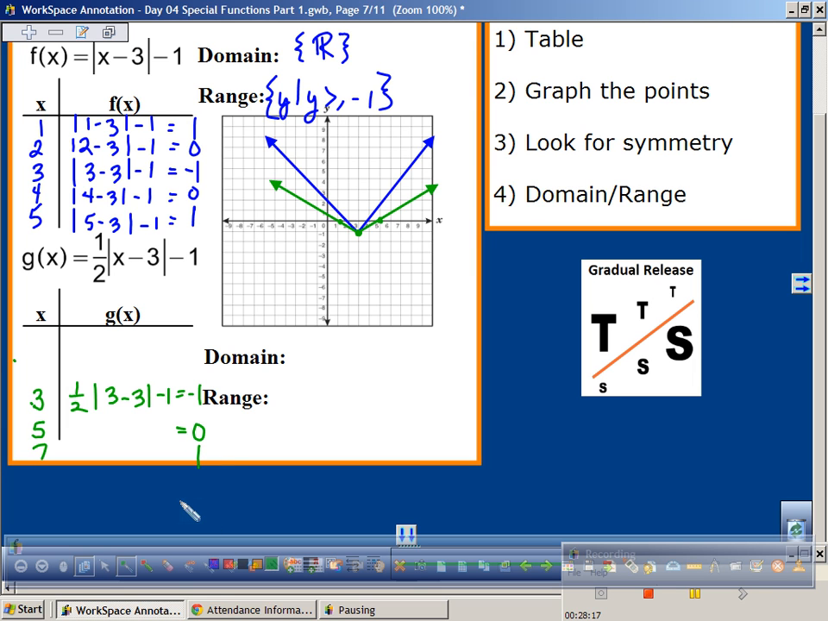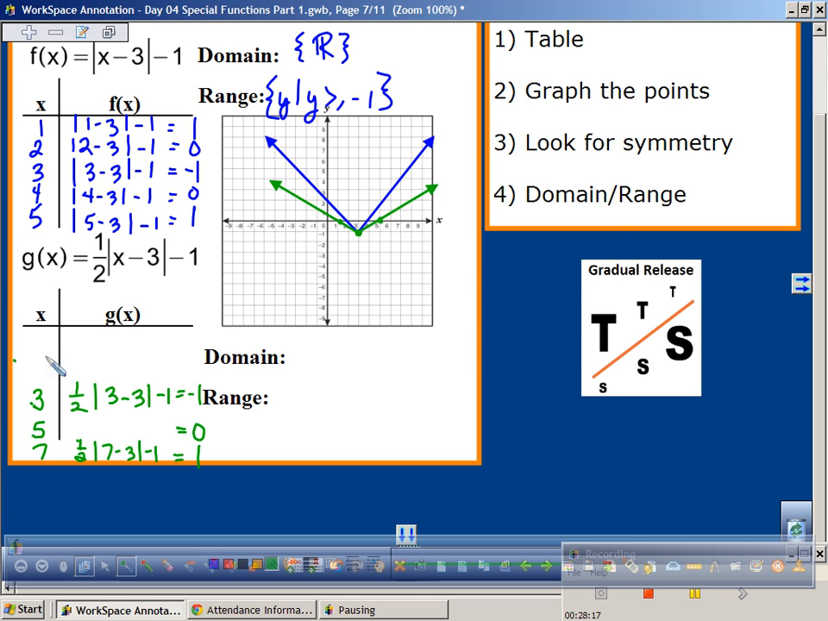1. See, I'm making you think rather than just do math. You guys can all plug in numbers. I'm trying to make you think about what the graph is going to do. I can plug in 7. So 7 minus 3 would be 4. Half of 4 would be 2. And 2 minus 1 would be 1. Beautiful.